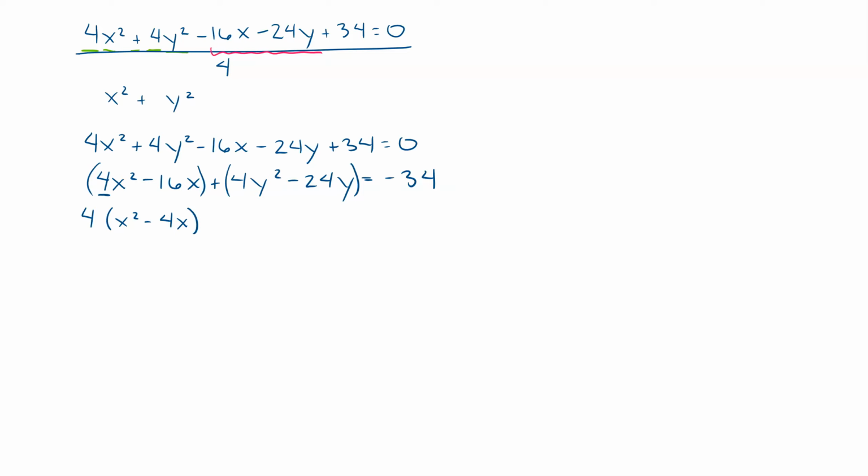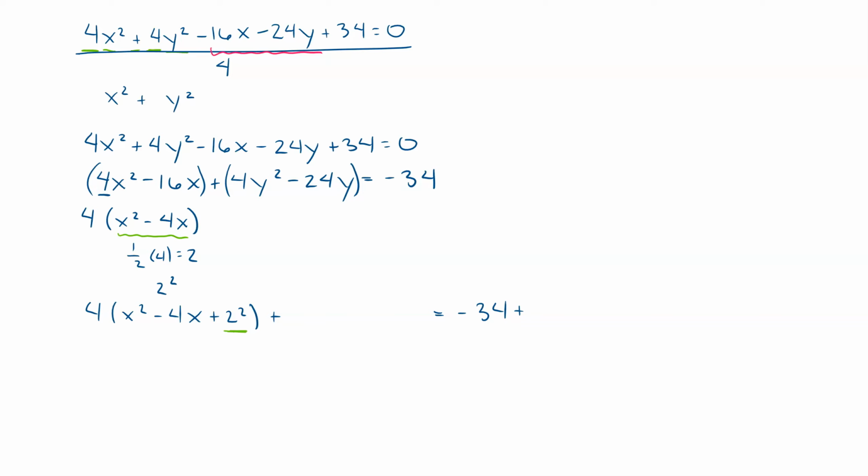Now, with the 4 sitting on the outside, we can complete the square on the x's. So I'm going to say 1/2 of 4 is 2. Square it, and then I'm going to add that term to both sides. So I have 4 times x squared minus 4x plus 2 squared plus, leave some room for the y's, equals negative 34 plus, now here's the interesting part, I didn't just add 2 squared on the left.